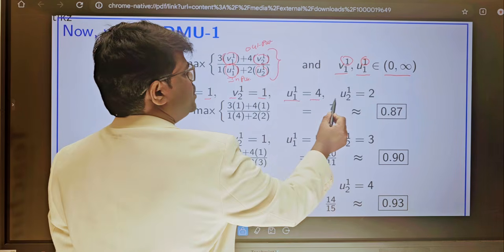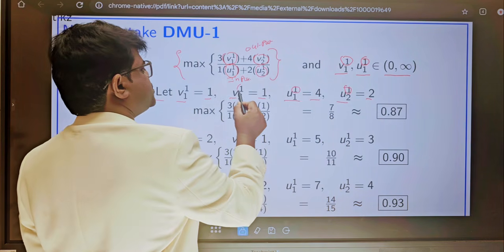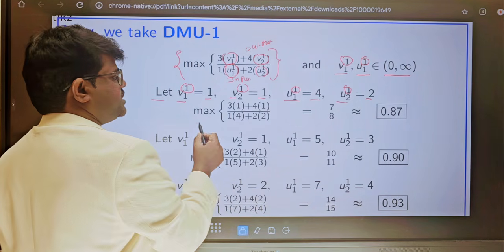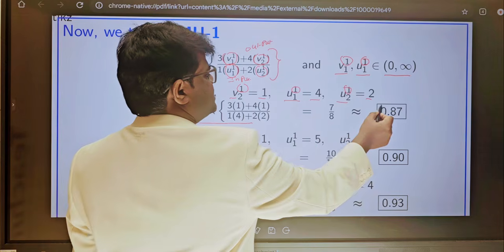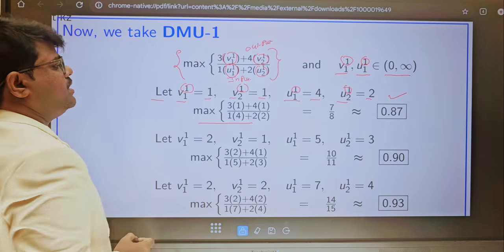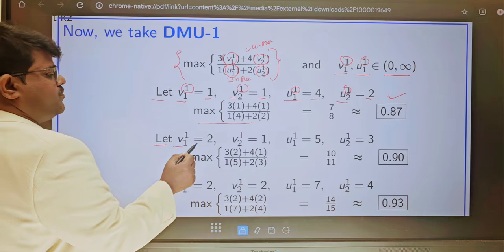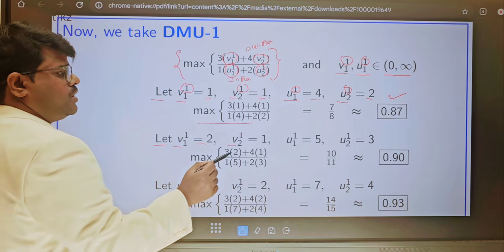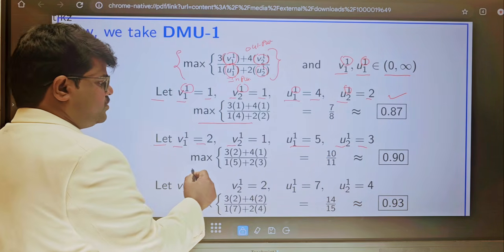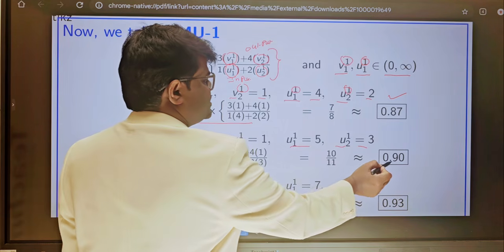U1 equal to 4, U2 equal to 2. The 1 indicates the first DMU. After substituting all these values here, 7 by 8, that is nearly 0.87. We got the answer for this value of V1, V2. Again I will check for these values: V1 equals 2, V2 equals 1, U1 equals 5, U2 equals 3. Again I substitute these values here and the maximum value I get is 0.90.